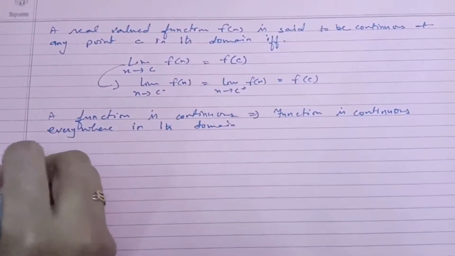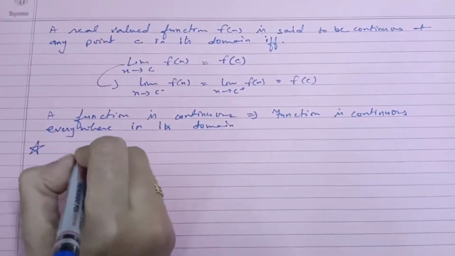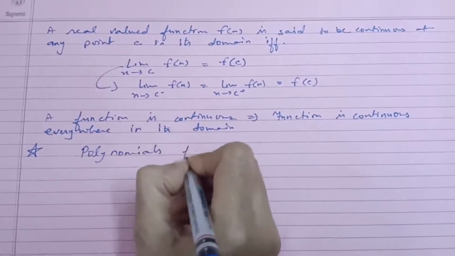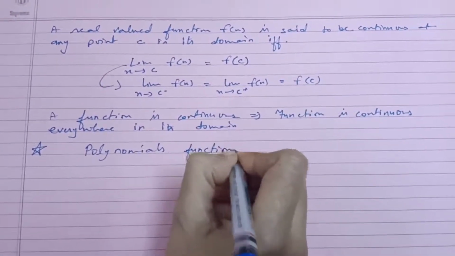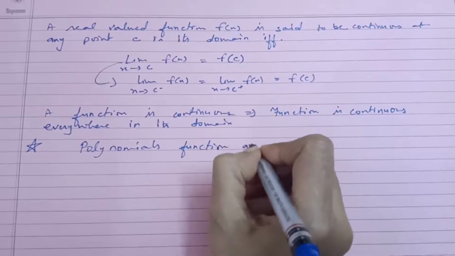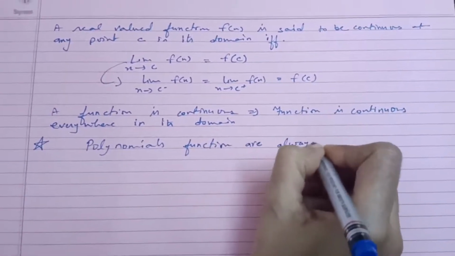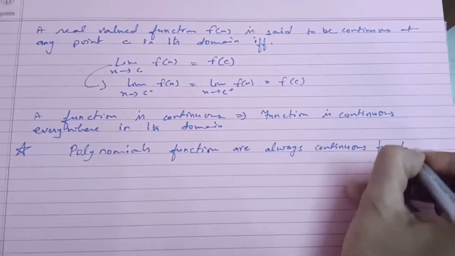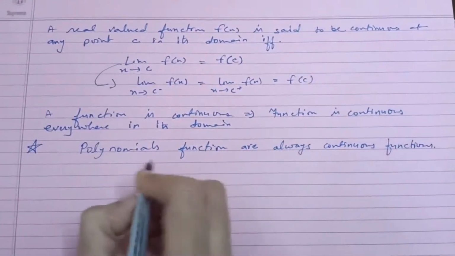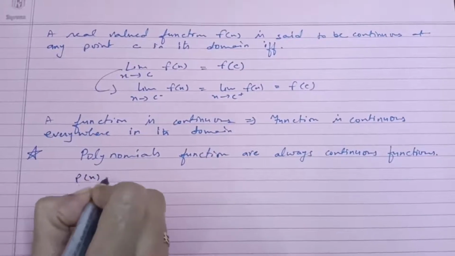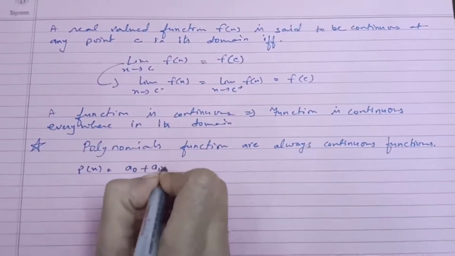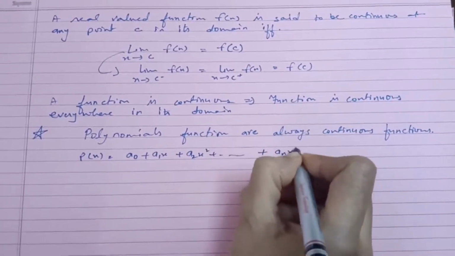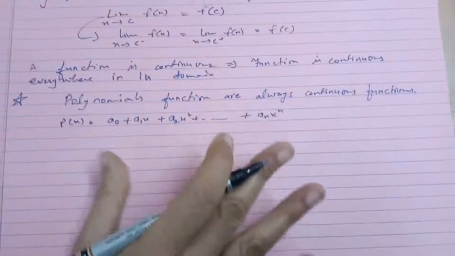So what important points are there? Like first is polynomial functions. You need to learn this. Polynomial functions are always continuous functions. Okay, means in any polynomial, suppose I say p(x) equals a0 plus a1x plus a2x squared plus up to an xn, this is an nth degree polynomial and it is always continuous.